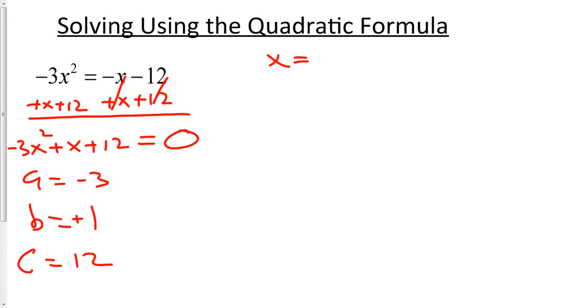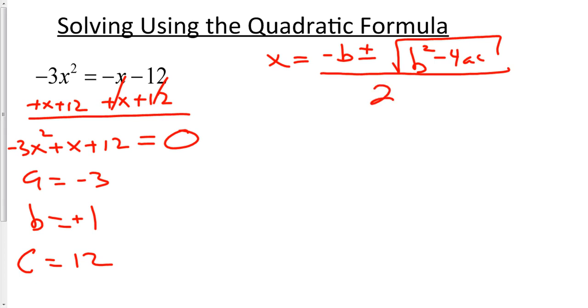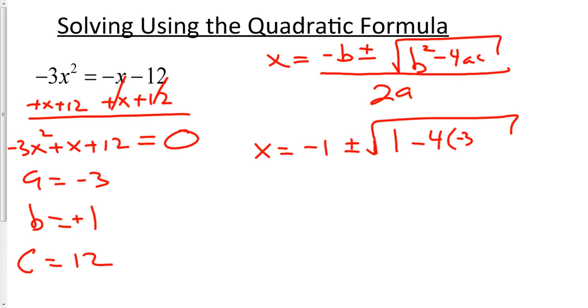My formula is x equals the opposite of b plus or minus the square root of b squared minus 4ac, the entire portion divided by 2 times the a value. So now with any formula I plug in, so I get the opposite of b, which is minus 1, plus or minus the square root of b squared, well, b squared is just 1, minus 4 times the a value, which is minus 3, times the c value, which is positive 12. And I'm going to divide that all by 2 times the a value.